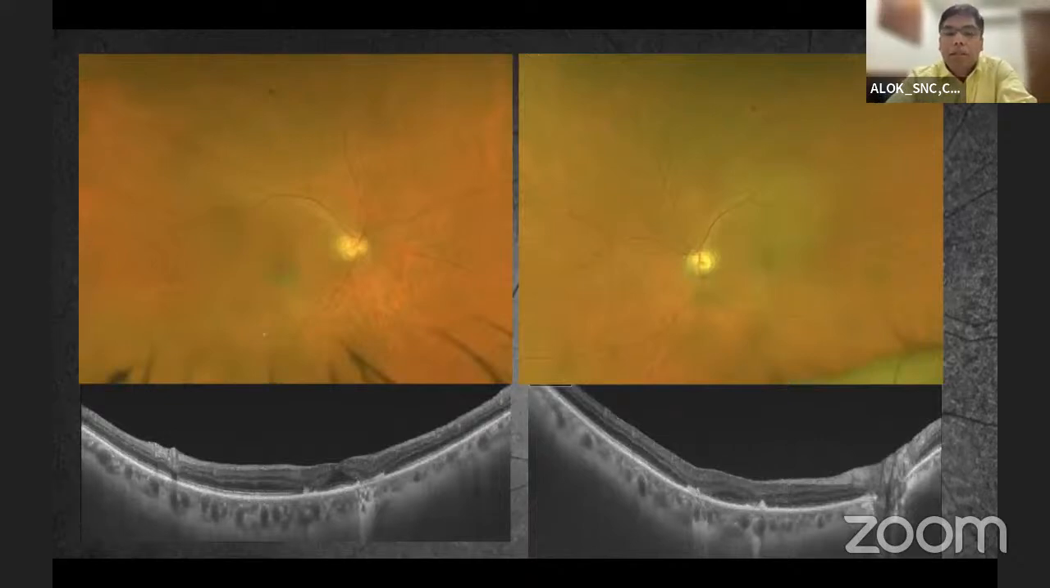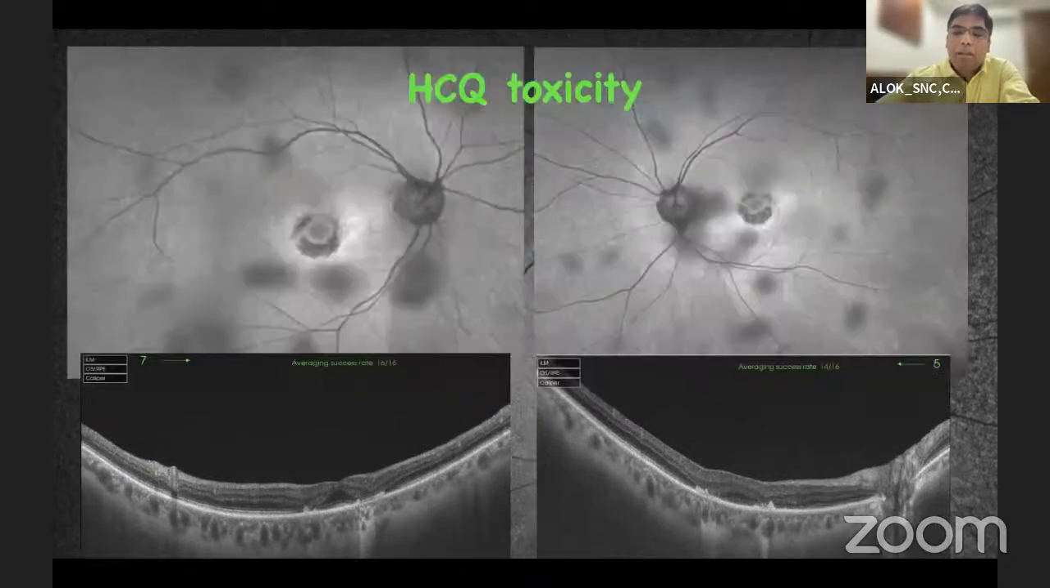This is a case which we recently saw, and he was a patient of sarcoidosis who was on HCQ therapy for long. And what you see on fundus picture and OCT is a central sparing, a ring of atrophy of RPE around the fovea. And the fundus autofluorescence shows a bullseye type of maculopathy. And this is a case of HCQ toxicity.